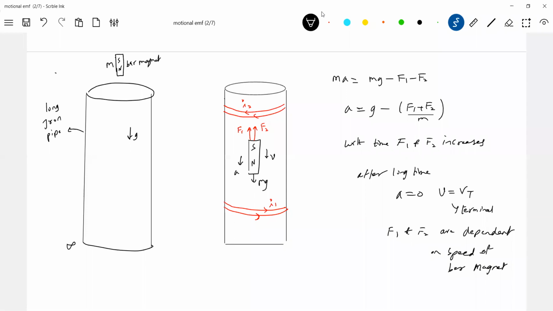And the I2 depends on speed. As the speed of the bar magnet increases, I2 increases, then F2 also increases. As the speed of the bar magnet increases, the rate of change of flux linking the lower part of the pipe will increase. Then induced current I1 will increase.